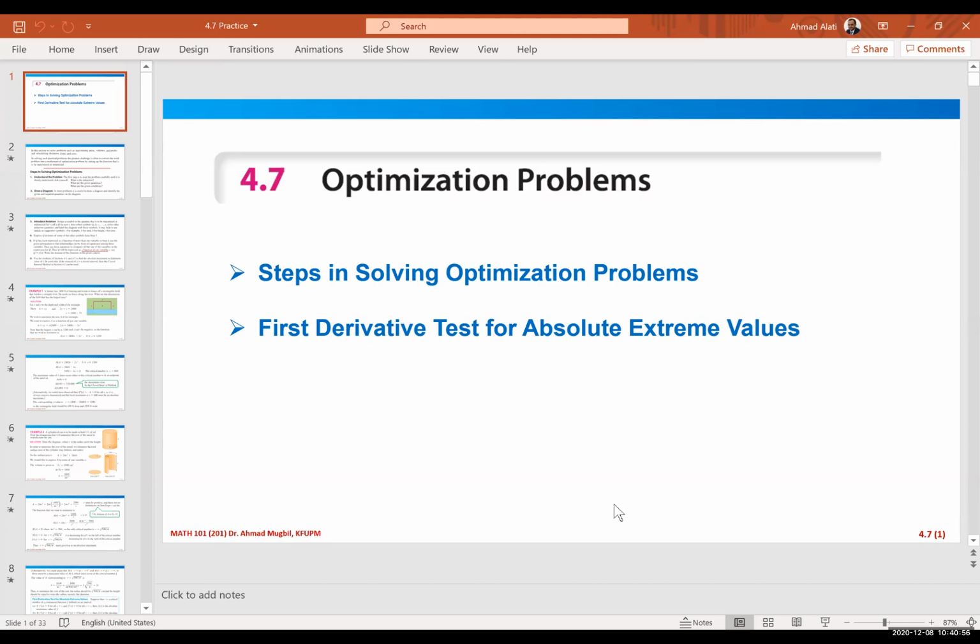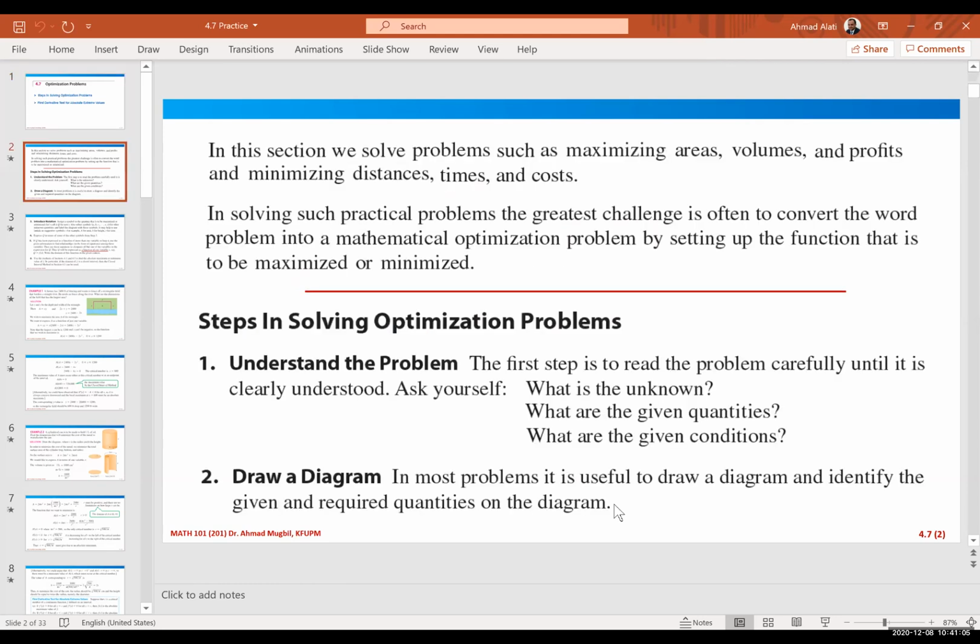Okay, 4.7, Shabab, if you remember, can you see the slides? It is about the optimization problems, how to find the optimal case. It is important, Shabab, to understand and read these guidelines. These steps will help you to solve. So first of all, you need to understand the problem. How to check that you understood the problem? Ask yourself, what is unknown? What are the variables? What are the constants? What do I need to find? And what are the given quantities and the given conditions on these quantities?